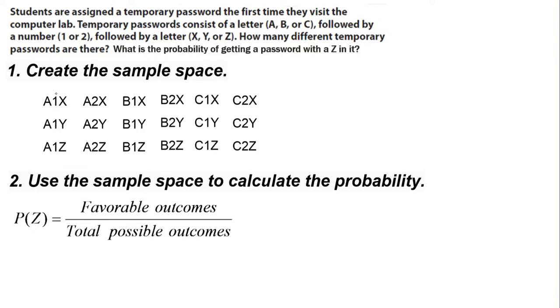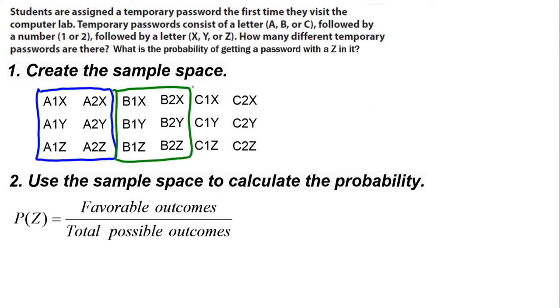All I did right here was list all the ways that my password could start with an A. So I could get an A, a 1, and an X, an A, a 1, and a Y, an A, a 1, and a Z, or an A, a 2, and an X, an A, a 2, and a Y, or an A, a 2, and a Z. And then I did the same thing if my password starts with a B, and then I did the same thing if my password starts with a C.